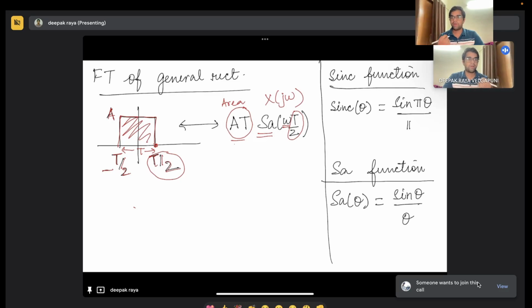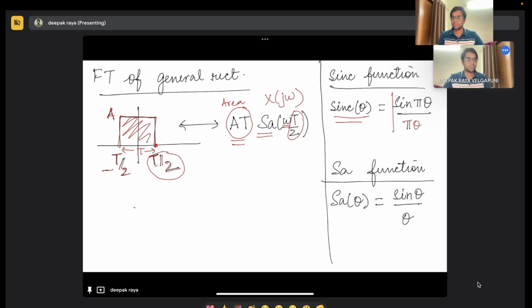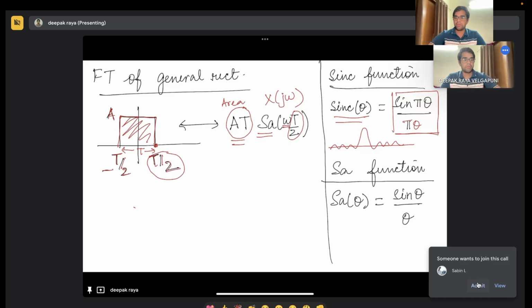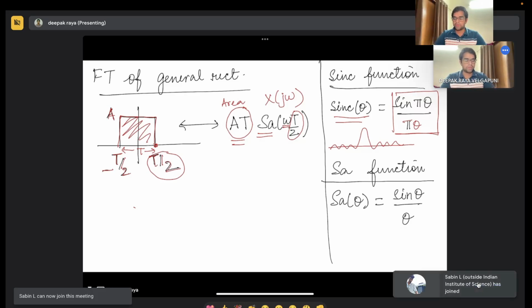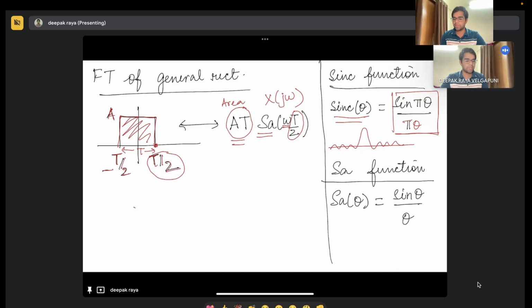The SA function also looks exactly like a sinc function. It is a sinc function just with some scaling factor. So what is a sinc function? A sinc of x is nothing but sine of pi x by pi x. This is the sinc function expression, and it looks the same way that we saw, with zeros at multiples of this. The SA function also looks the same, just that the pi factor is missing. SA of theta is nothing but sine theta by theta.